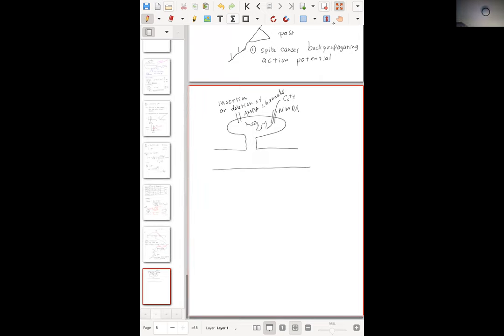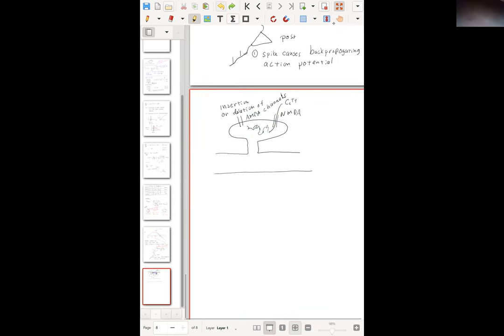Okay, so let's go through this again. It's kind of complicated. NMDA channels open, calcium comes in, and AMPA channels can be inserted or deleted. If AMPA channels are inserted, then basically the synaptic strength goes up. If AMPA channels are deleted, synaptic strength goes down. So I'll write that down.